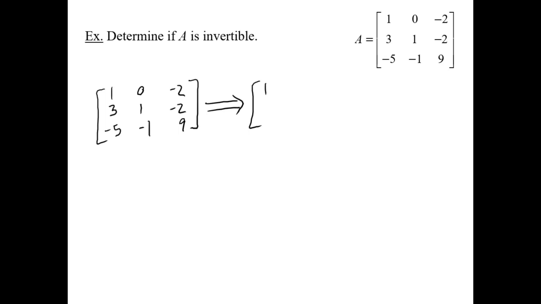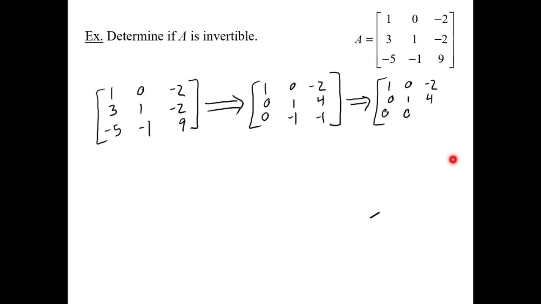So the first row is fine. -3 times the top row and add it to the bottom. The second row, we get 0, 1, 4. 5 times the top row plus the bottom row will be 0, -1, -1, I believe. Yep. And then add the second and third rows. We get 0, 0, 3.